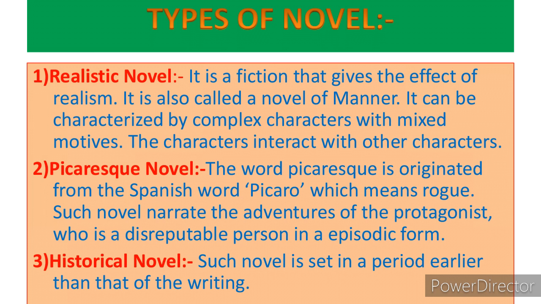The third type of novel is the historical novel. A historical novel is a novel set in a period earlier than that of the writing. Now, whatever has happened in the past, right? Whatever incidents took place in the past, or maybe in a recent past, that is what is written in novel form and is known as a historical novel, right?